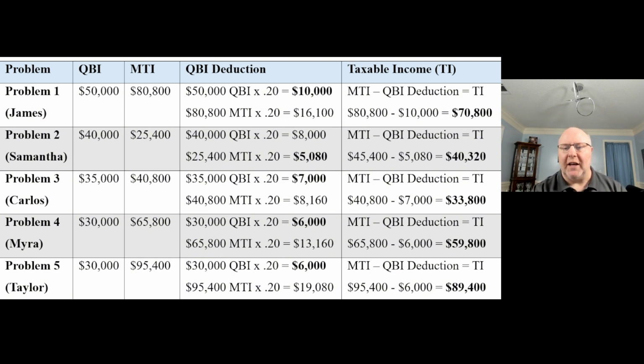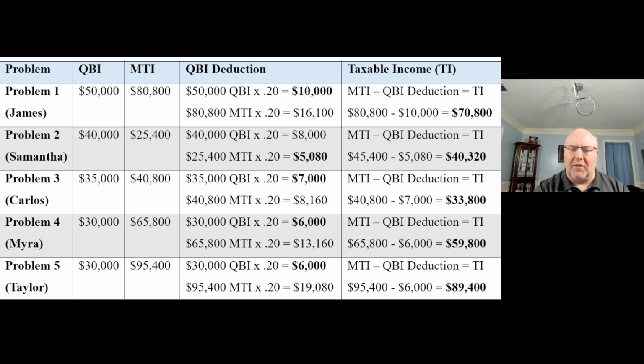Here's the next great thing about this that I want to give you a heads up on. That 20% of QBI and that 20% of modified taxable income will be used in our next two tests. If we exceed the threshold or if we're within the threshold, we always, always, always calculate 20% of QBI and 20% of modified taxable income. So what we just did always applies. It's just that we'll have a couple different steps that we have to add in between before we're able to compare them.